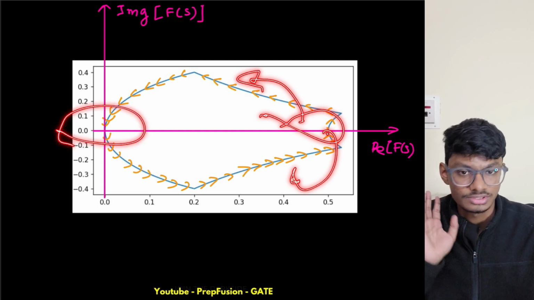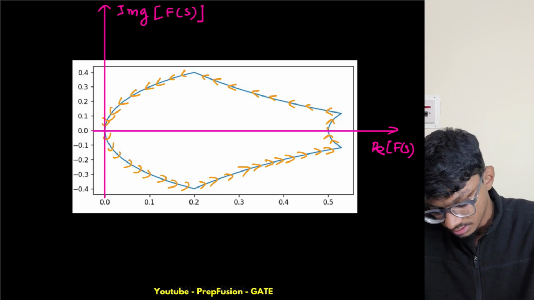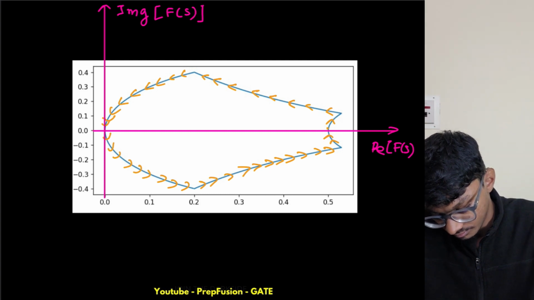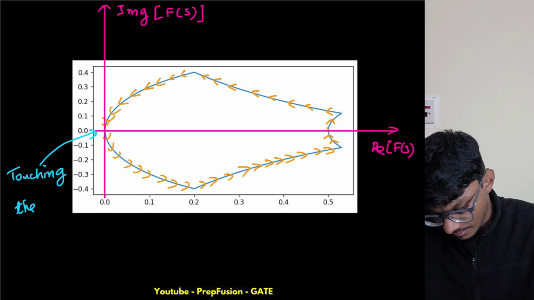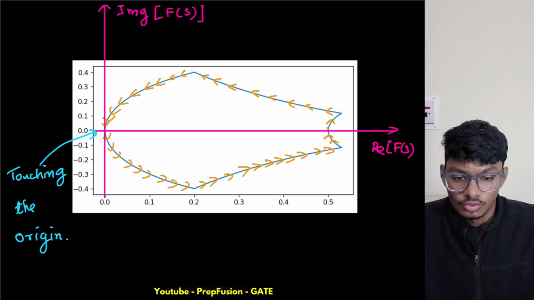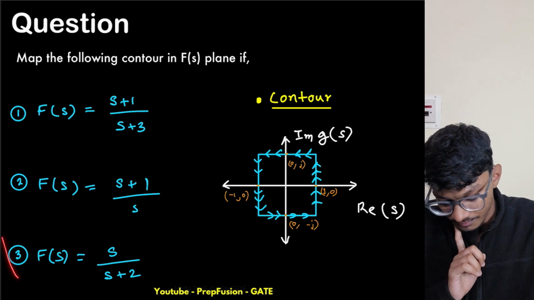Or is it crossing the origin or not? Here it is just touching the origin. So here it is touching the origin basically. Okay, so I will just pause the video and you do the other two functions by yourself.